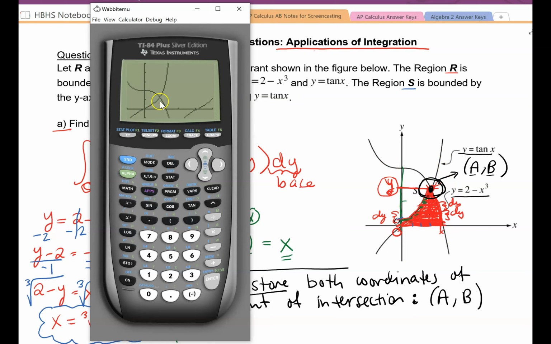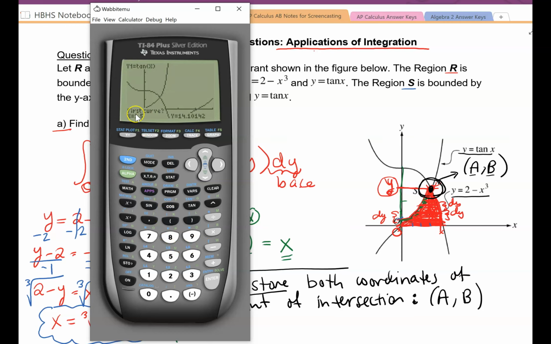Now what I want is to find this point of intersection right here. To do that on your calculator, you're going to hit the second button and then the trace button, which opens up this calc menu. Then you would hit 5 because we're looking for a point of intersection.